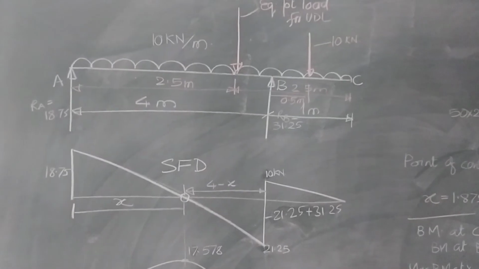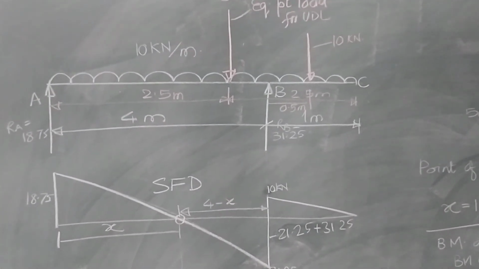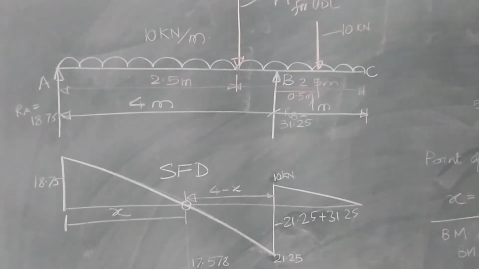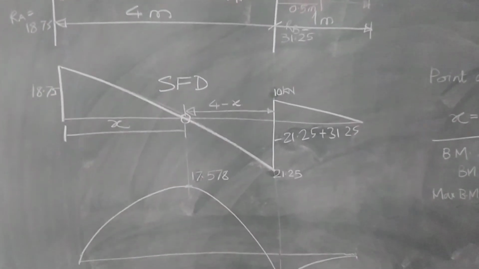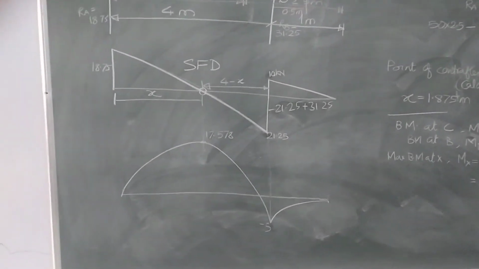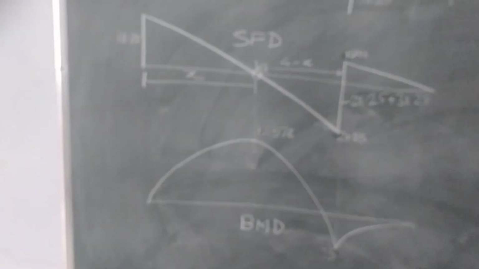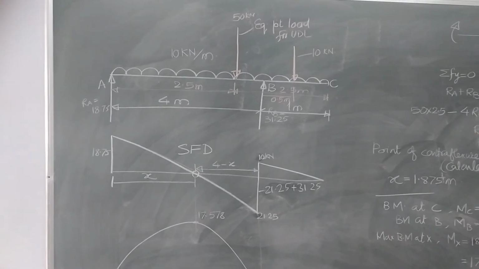So, this is all about the numerical on an overhang beam subjected to UDL only. So, these are the shear force diagram and bending moment diagram. It is highly recommended for you to solve at least 5 problems based on shear force and bending moment for overhang beams.